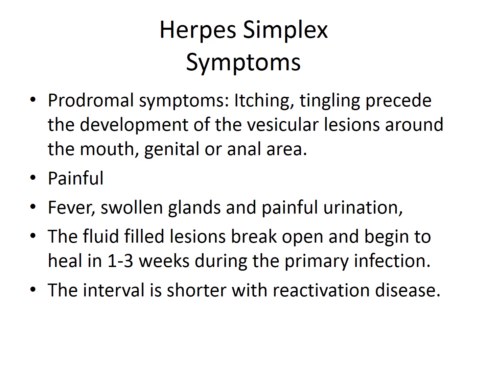The prodromal symptoms, which are the symptoms that appear before the virus actually breaks out, a lot of people will say they have an itching or a tingling in the area where the lesion will break out. And then that can be a couple days before the vesicles actually start to break out around the mouth, the genital, or the anal area. And once you have it, you have it. You're never getting rid of it.